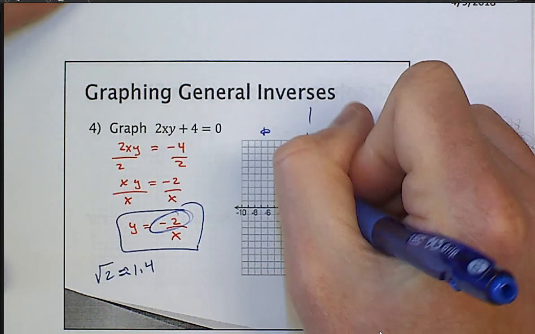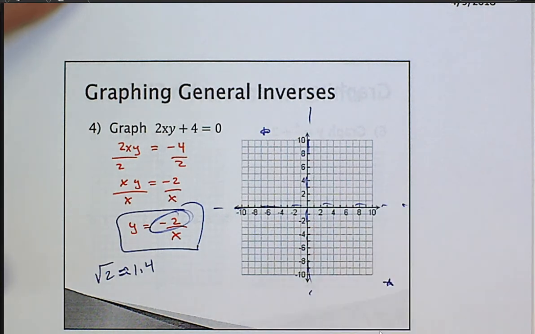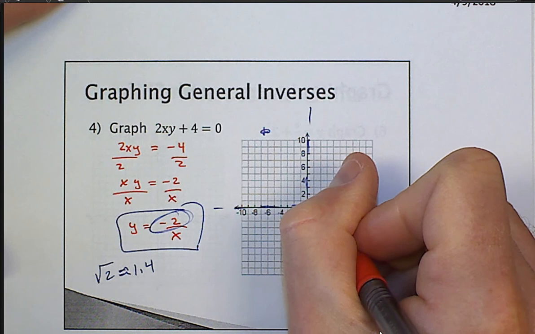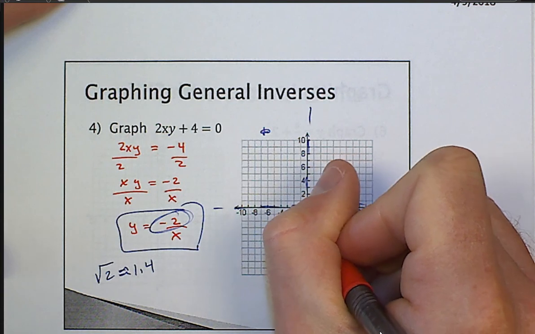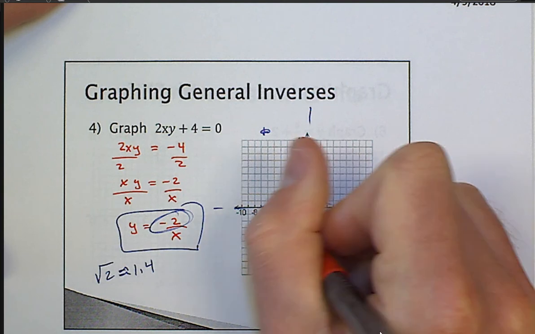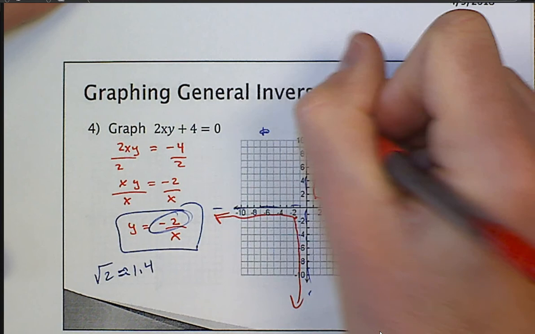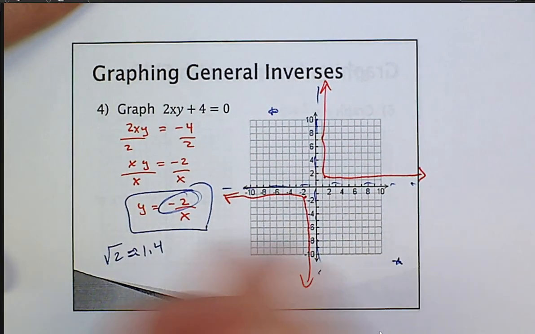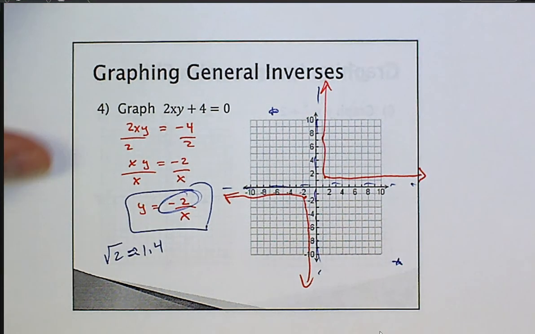No shifts. Still have x equals 0 and y equals 0 as my asymptotes. And I'm up 1.4, up and over 1.4, somewhere in there. Left 1.4, down 1.4, somewhere in there. And I'm running my graph looking like this. And this is all I'm going to ask of you on your homework, quiz, and test. Obviously listing domain and range like we have been doing the past couple graphs.